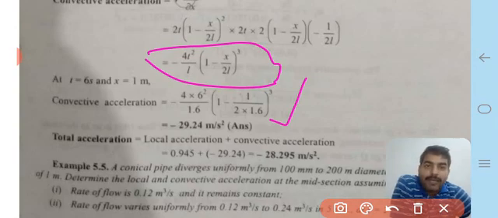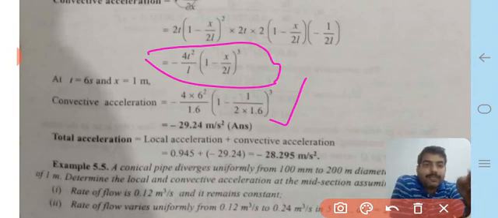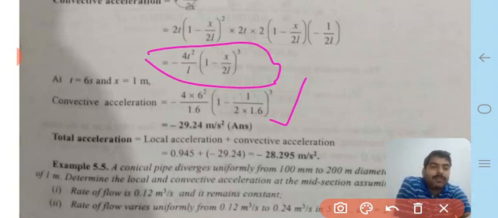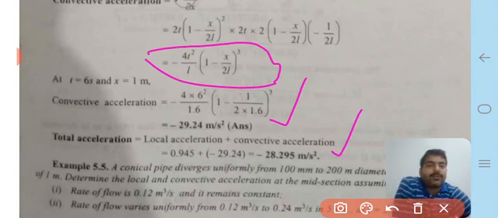per second square. Therefore the total acceleration is equal to the local acceleration plus the convective acceleration. Adding both accelerations, we get the answer of minus 28.295 meter per second square, which is the total acceleration. Okay class.